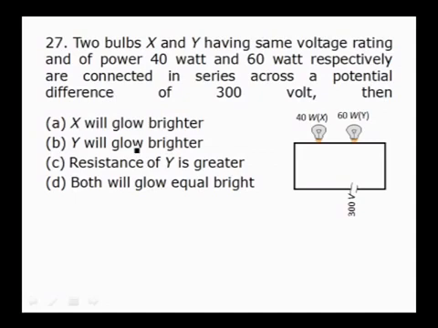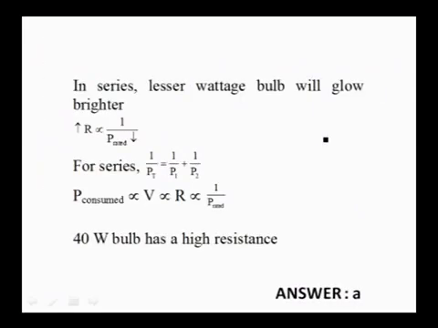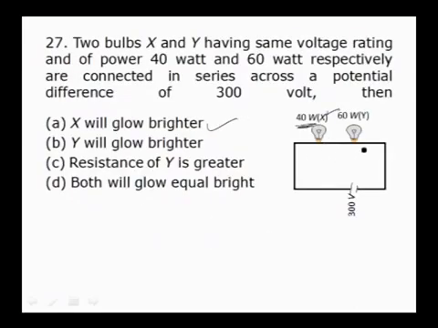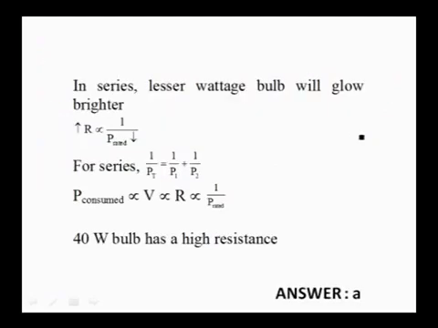See, the concept is very simple. When the bulbs are connected in series, okay, the lower wattage bulb will glow brighter. That is the concept. So therefore, this is X, the lower wattage, that is equal to 40. This is 60. Therefore, this value is 40 watt. This is X. Therefore, X will glow brighter. So the correct option for this is A. When they are connected in series, lower wattage bulbs glow brighter than the higher wattage ones.